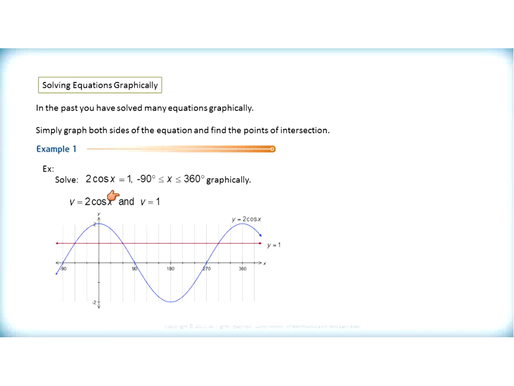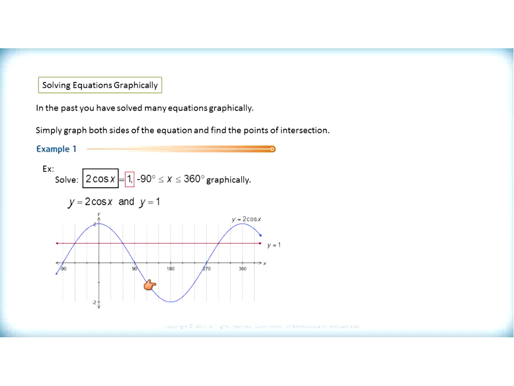So if you take this equation, for example, solve 2 cosine x equals 1, where x is between negative 90 and 360, including both negative 90 and 360. So we're asked to solve this graphically. All we need to do is graph both sides of the equation. So you see that I've graphed y equals 2 cosine x and y equals 1. I've graphed the left side of the equation, which is 2 cosine x, and I've also graphed the right side of the equation, which is y equals 1.